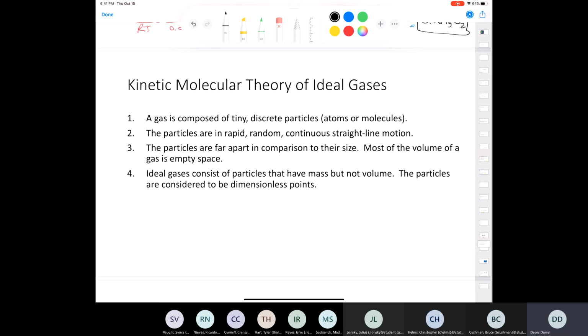The particles are in rapid constant motion, going in straight lines. Particles are far apart compared to their size. Most of the volume of a gas is empty space. Ideal gases consist of particles that have a mass, but they don't have a volume. And you're thinking, well, they do have a volume. Again, this is the theory of ideal gases. So the particles, instead of having a volume, we think of them as just little dimensionless points.